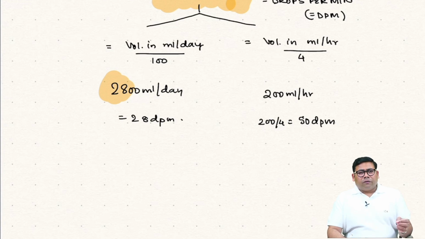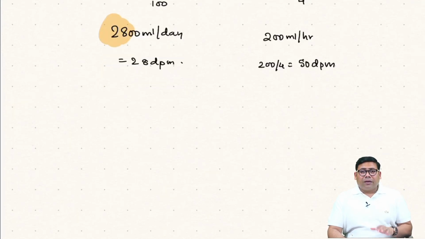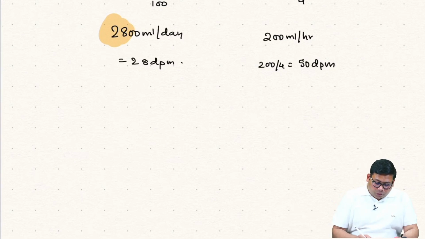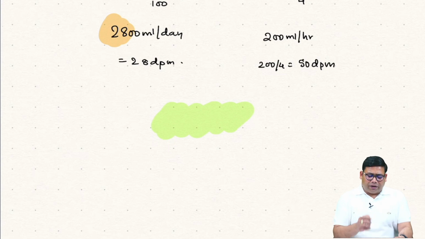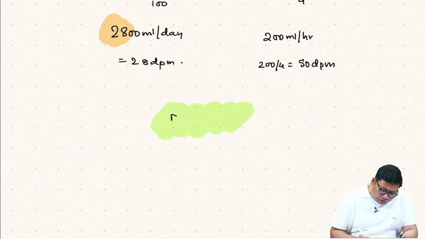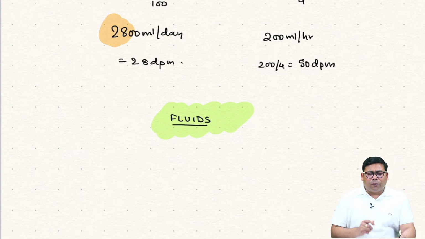So now you have calculated the volume, you have calculated the rate. The next is, what should be the choice of fluid? So what fluid? You should take it out from your shelf. Now this is again a very, very simple thing. So the types of fluids that we have, in a nutshell, I will revise quickly with you.